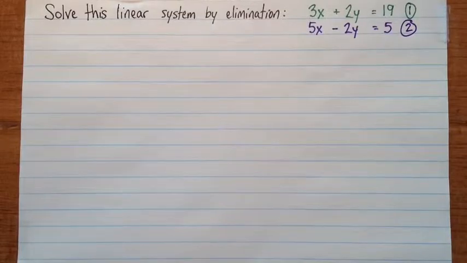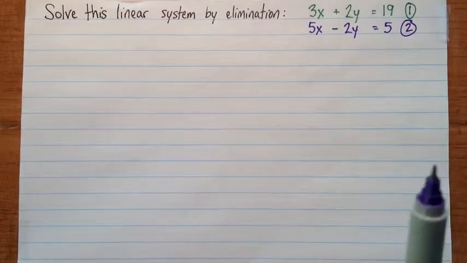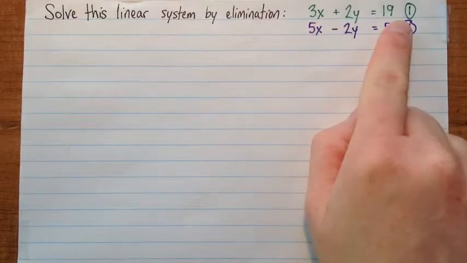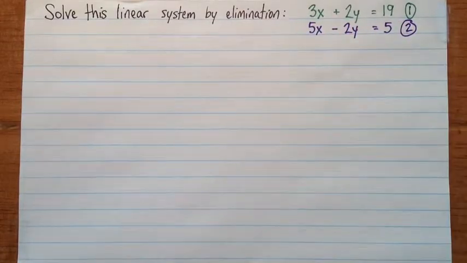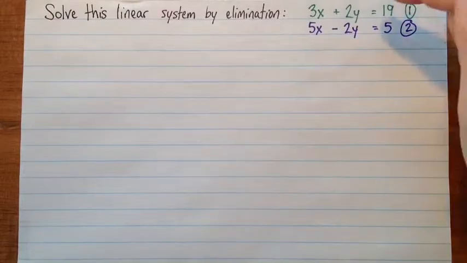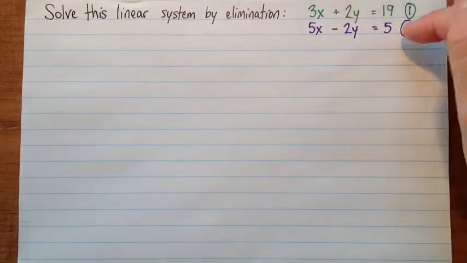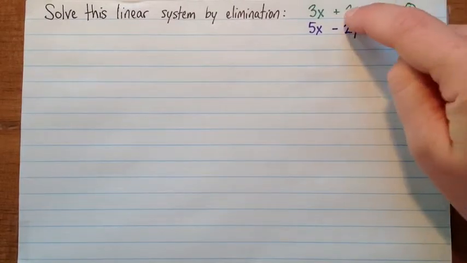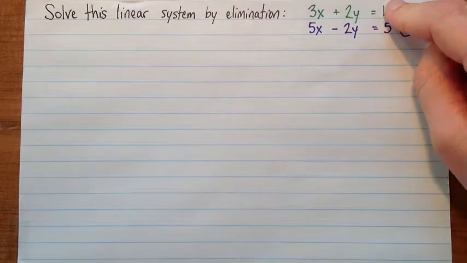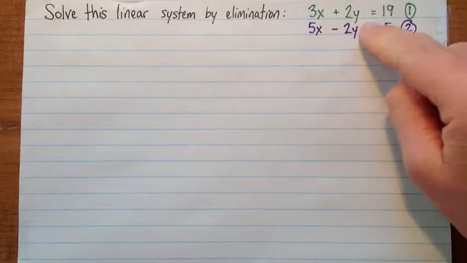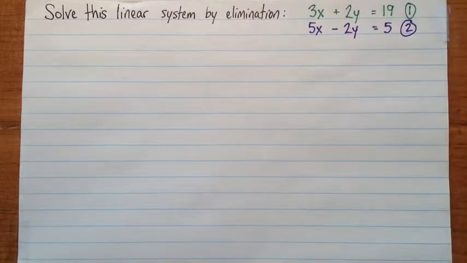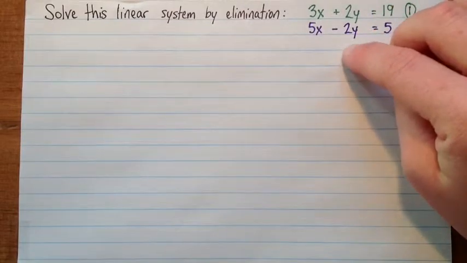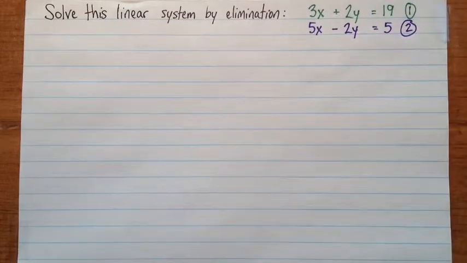So here's the idea behind solving with elimination. If we have two equations that have the same solution, so they have the same x and y value that makes them both true, then if we add the two equations together, or if we subtract them, like left side minus left side and right side minus right side, then the equation that we get is also going to be true. Okay, so that's the idea.